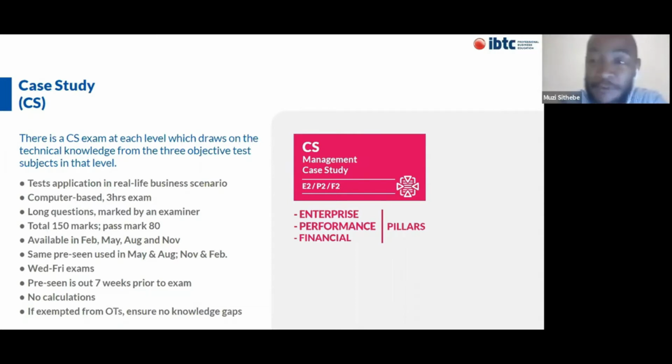So it's made up of long questions. The objective test, for those who've listened before, you'd know is multiple choice. Case study is long questions where you actually have to write out your explanations. And very important, it is marked by an examiner. That means that whoever is marking it needs to be able to read what you're saying, interpret it well, and be able to find the point you're making quite easily.